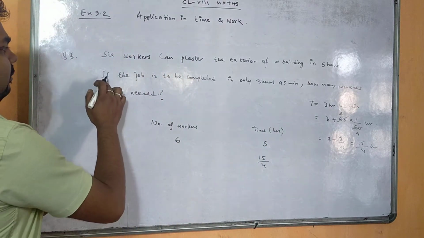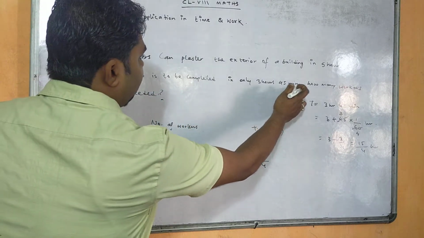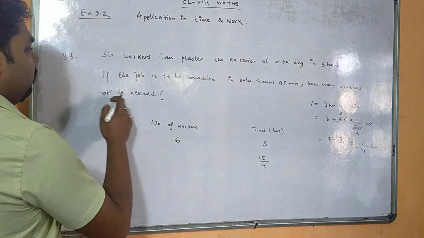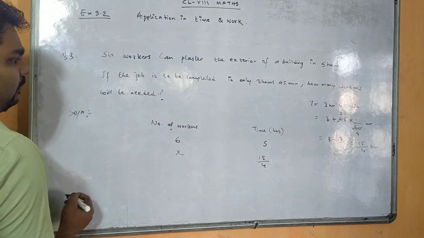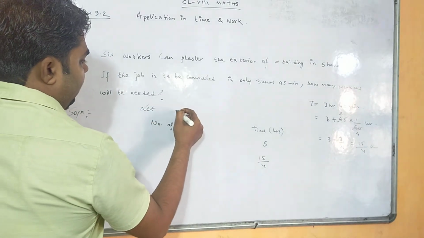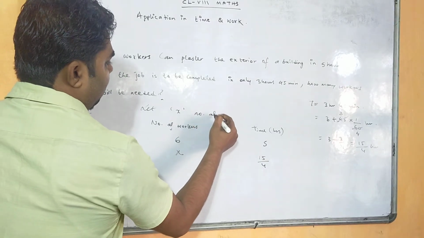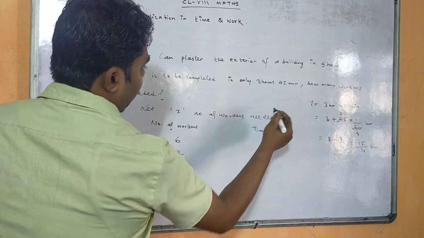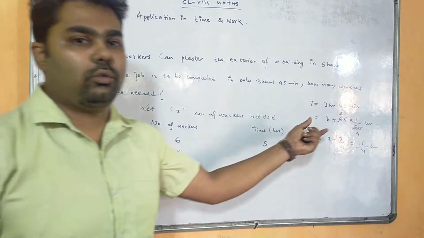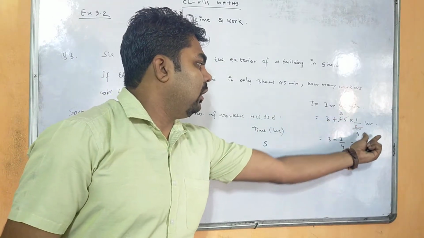Now if the job is to be completed in 3 hours 45 minutes, how many workers will be needed? Let us consider x number of workers will be needed. So this conversion I think you have understood. So minute we have been converted to hour.